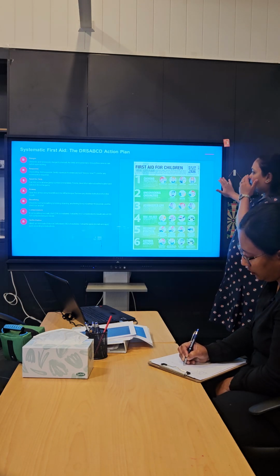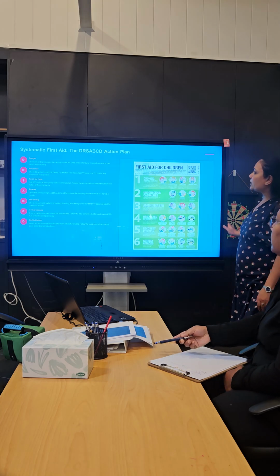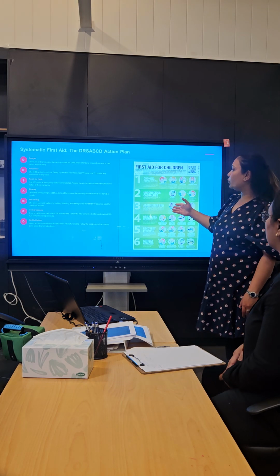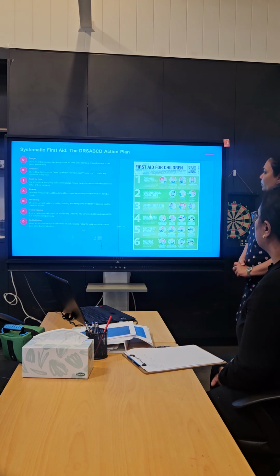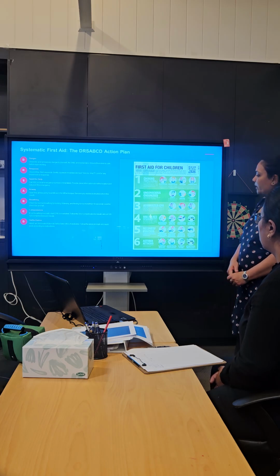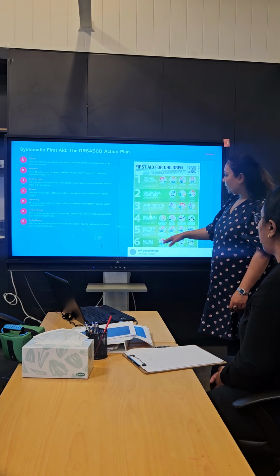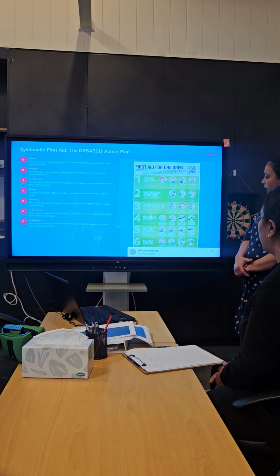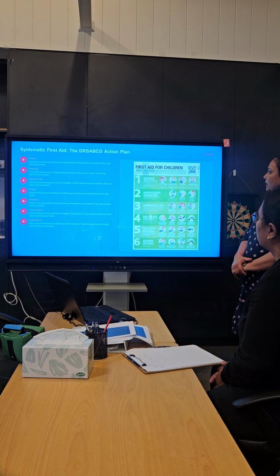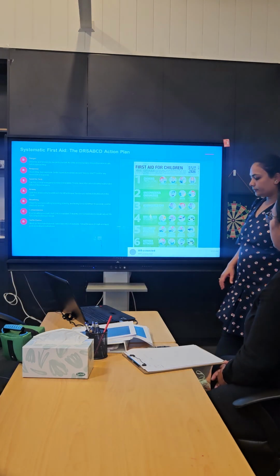So when we talk about first aid in childcare, or first aid in children, what do we look for? The first emergency could be choking on an object. Unconscious casualty, administer CPR, use an automatic defibrillator, recovery position, and asthma attack. So you need to find out what exactly the emergency is.